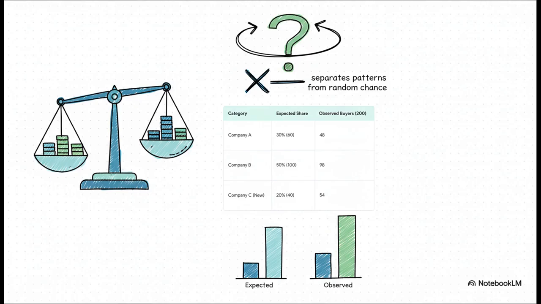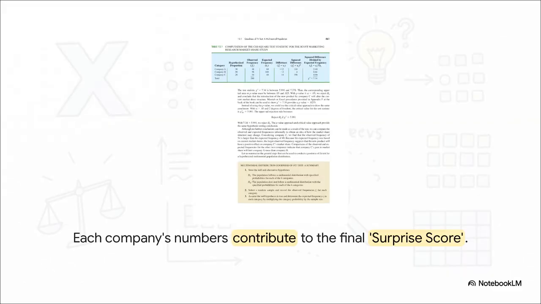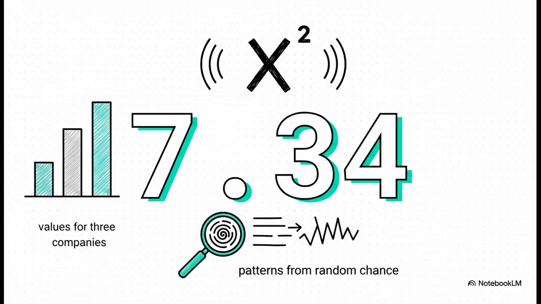But the question is, is this a real shift, or is it just random noise from this one survey? So they ran the numbers. And what's really cool here is that you can see exactly where the surprise came from. Look at Company B. It was super close to what was expected, so it barely adds anything to the total score. But companies A and C, they were pretty far off, and they're the ones really driving up that total surprise score.